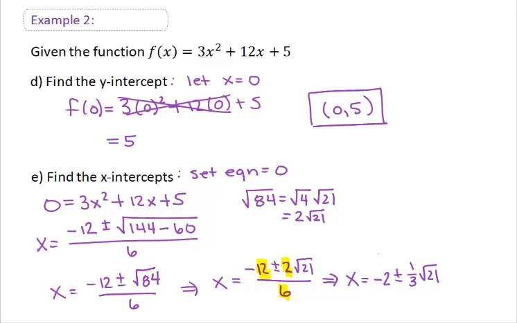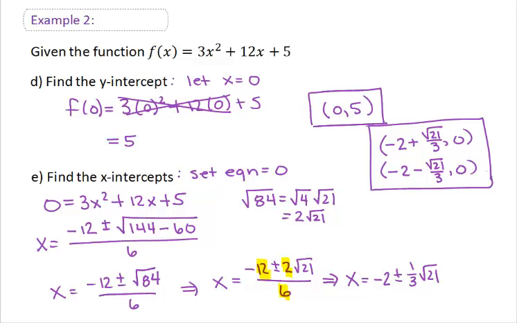Now this is my most simplified exact answer. So officially my x-intercepts are negative 2 plus root 21 over 3, comma 0, and negative 2 minus root 21 over 3, comma 0. But if I want to figure out how these graph, I do not know what negative 2 plus root 21 over 3 is. So to graph these, I need to come up with my decimal approximation, meaning I just need to type these in my calculator.